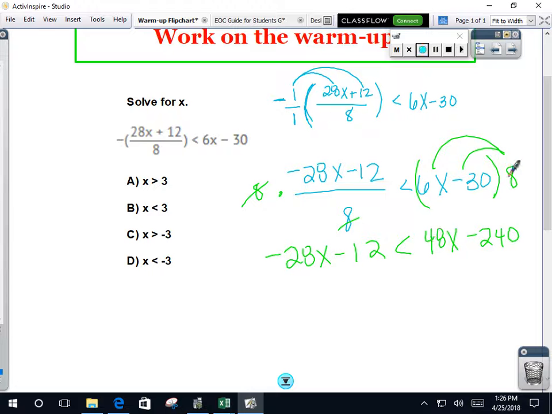Did I just multiply this side by 8? No, you can't. That's 8 over 1. So 8 over 1 times the 8 on bottom cancels out.